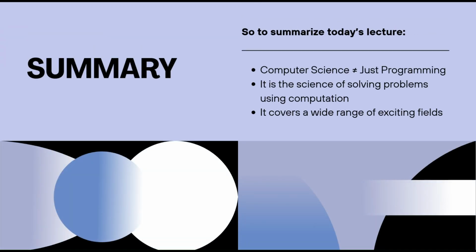So, to summarize, computer science is not just programming. It is a science of solving problems using computations and algorithms. It involves a wide variety of areas, each with its own skills, challenges, and applications.